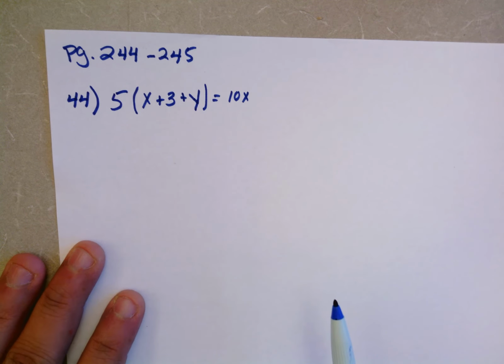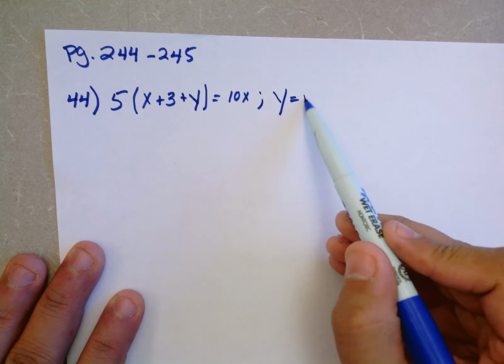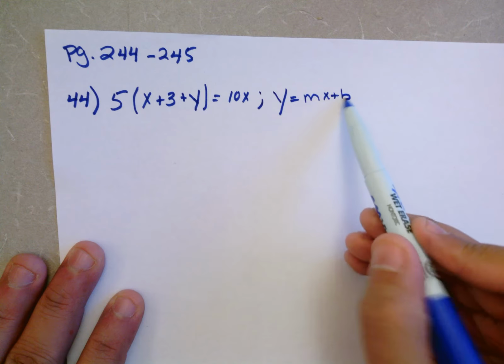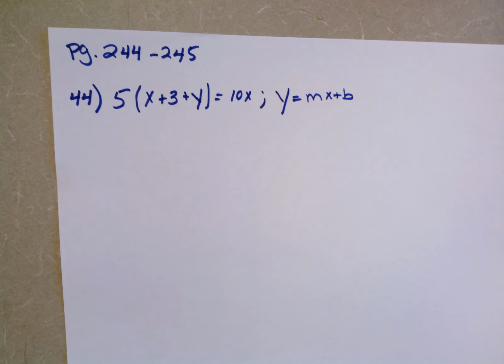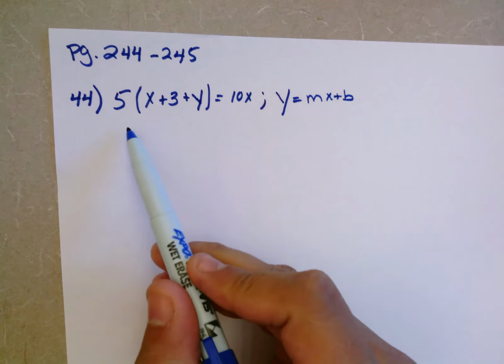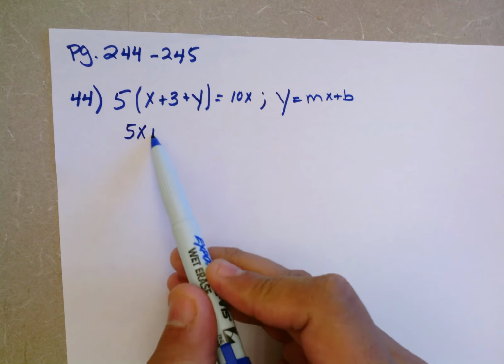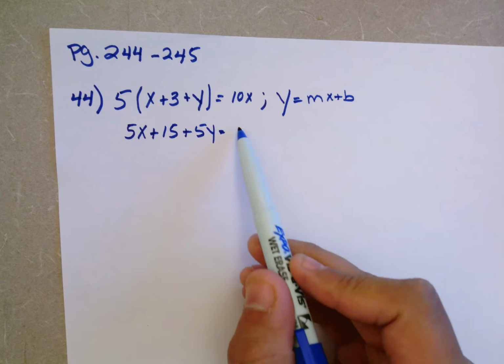And we want to write this in slope-intercept form, so we want it to look something like this: y equals mx plus b. We know that that is slope-intercept form. So we're first going to start by distributing this 5. So we'll get 5x plus 15 plus 5y equals 10x.